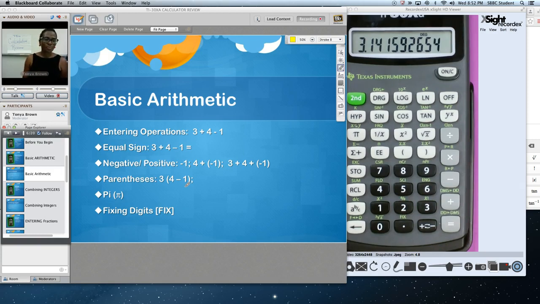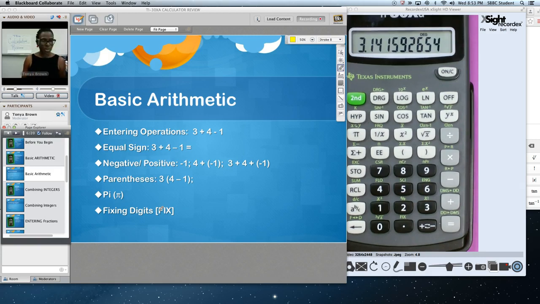So now I want to show you something real quick with fixing digits. If you look right here, it says fixing digits. That means, let's say, for example, you got this result and it has 9 digits to it, and your instructions say round to the nearest tenths. Well, tenths I know is 1 decimal place. Hundreds is 2 decimal places. Thousands is 3 decimal places. So let's say it was to tell us that we need to do 3 decimal places, thousands, okay?